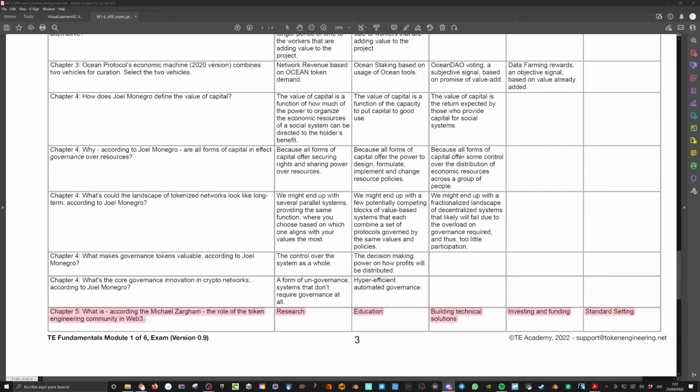Nearly all of it, right? Yeah, I mean, apart from investing and funding, I thought it was all of it. Yeah, okay. Because I don't think I ever saw investing and funding in the article at least. Yeah, it makes sense for research, education, building technical solutions, standard setting. Yeah. Next one, Stella.